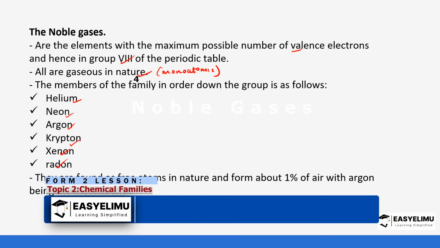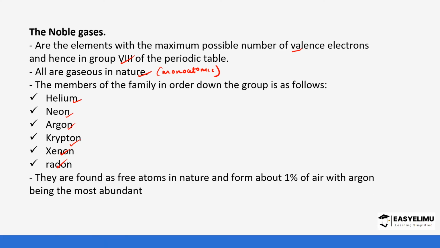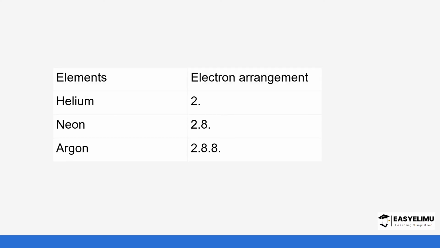We are also going to talk about the unreactive bit of it, although later on there are some members that were thought to also react. So the elements and their configuration we're going to pay our attention to are these three, because the rest are below the 20th element. You can see helium has two electrons in the outermost shell, so we say it has a duplet configuration, and then neon has 2.8, argon 2.8.8. So these ones have an octet configuration. That's the reason why we talk about the duplet and octet.